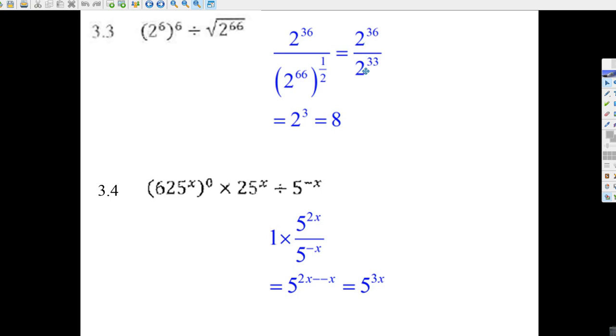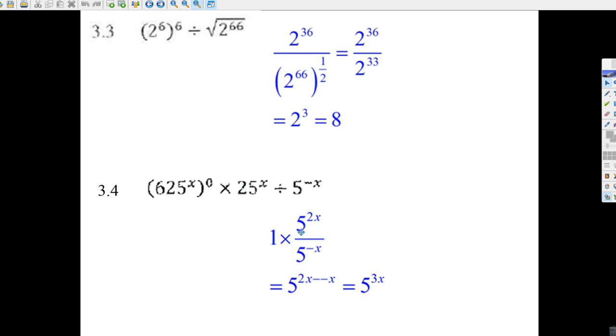And when you divide two things of the same base, you can write down the base and subtract these exponents. So you've got 2 cubed, and you know that 2 cubed is 8, or at least your calculator knows it, if you don't know it. Anything to the 0 power is 1, so that's just 1 there.